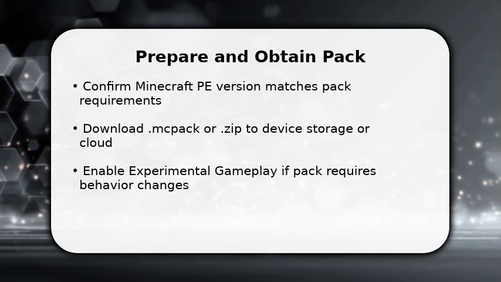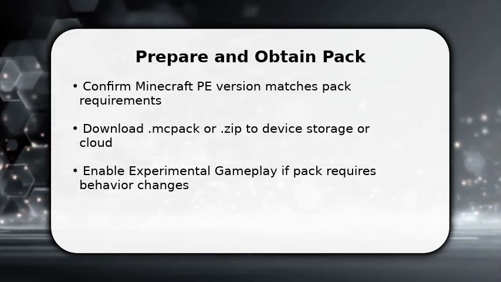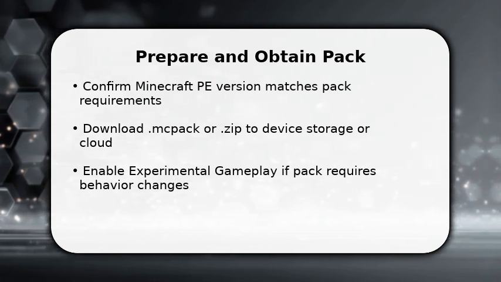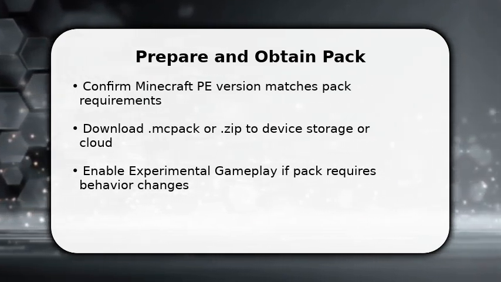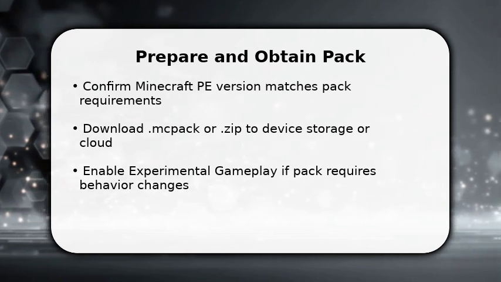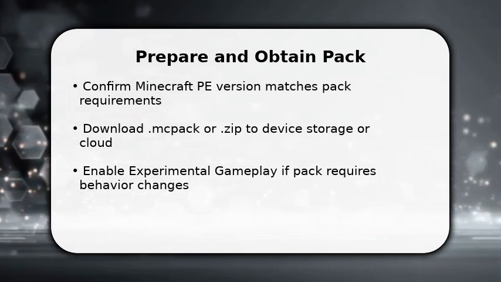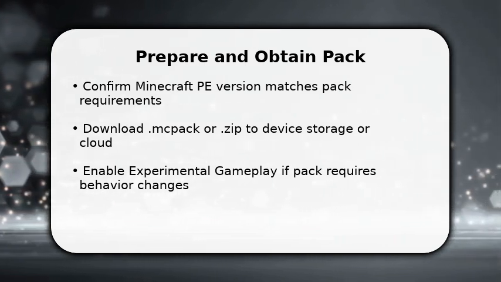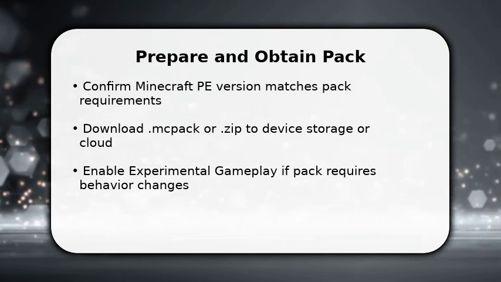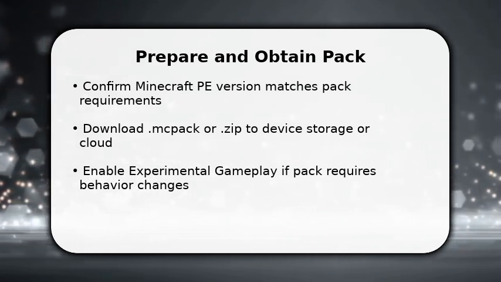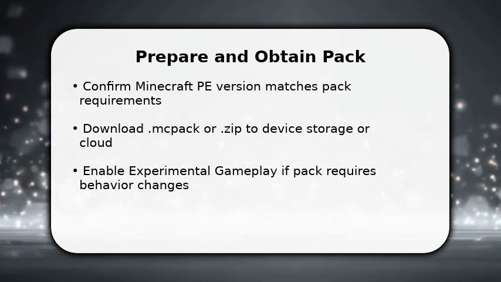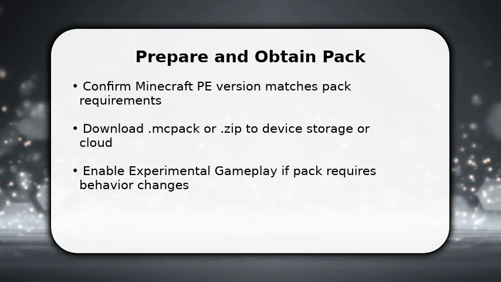Enjoy the video. You start by getting the right files and permissions. First, confirm your Minecraft PE version matches the data pack's stated compatibility so nothing breaks. Once done, download the MCPack or zip to your device or cloud storage and note its location. Make sure you enable experimental gameplay in the world settings if the pack modifies behaviors. This prevents silent failures. You should also close Minecraft before installing so the game can register new files when launched next.